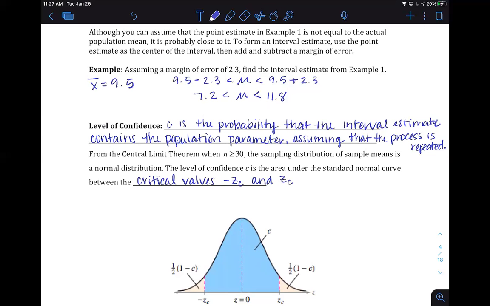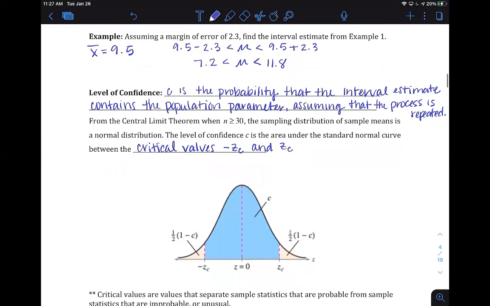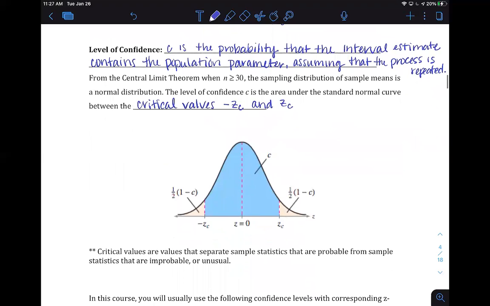Okay. And this picture shows this to you. So when we've been saying find the z-scores that correspond to 80% of the data in the middle, you're actually finding critical values. So that's what you're going to be doing.